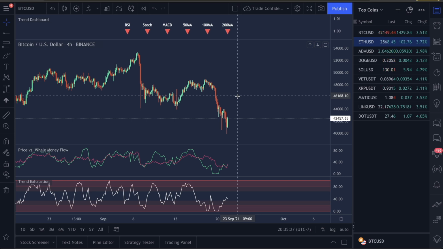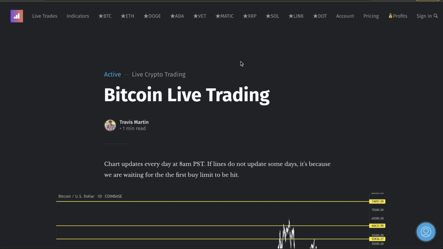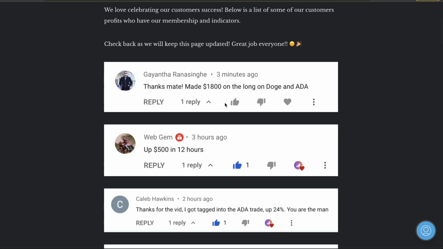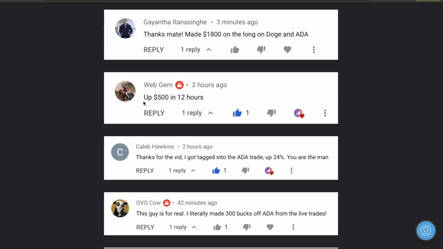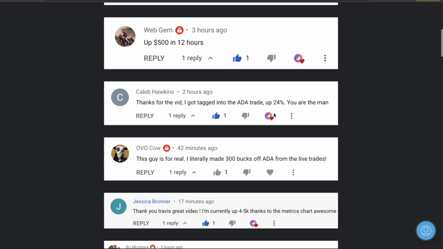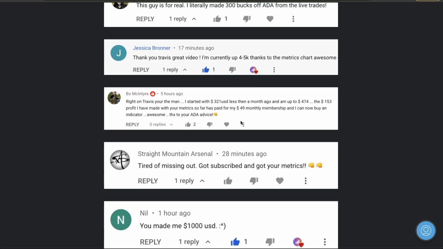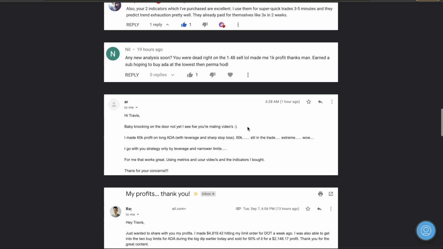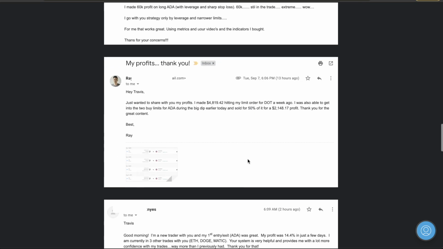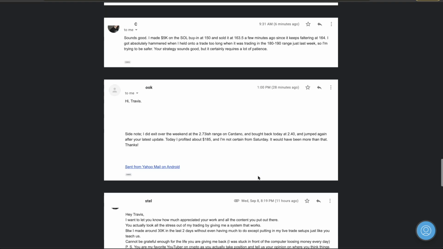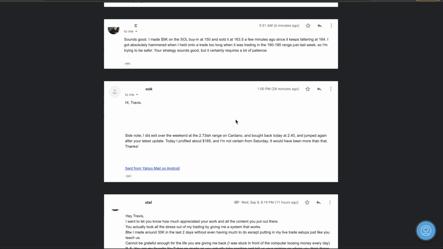So guys, that is a full update of how you guys trade the system. It has been really, really fun. If you guys want to just do this for fun and come over to Profits and just take a look at what some people have been doing over here, like $1,800 on one trade here, on Doge and ADA, $500 in 12 hours, 24% here, $300 here. Guy made $5,000. It's just really crazy. We actually did have a guy make $60,000 based off our metrics and trade call, $4,800, $2,000 here. It just gets pretty ridiculous as you go down here, another $5,000 here.